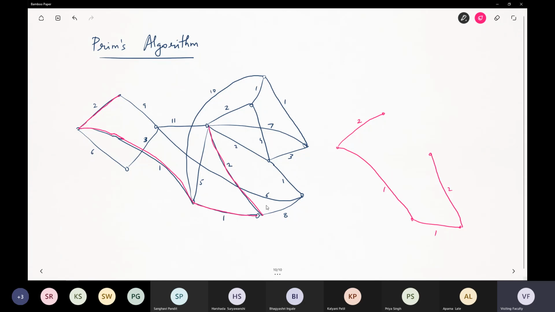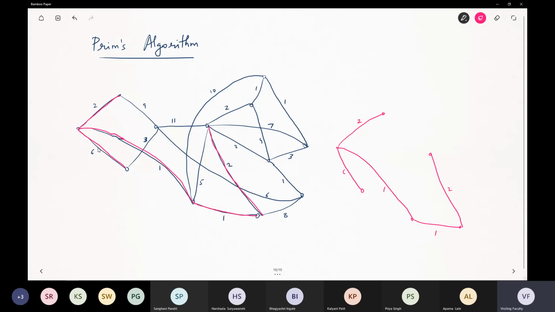We have weight 10, we have weight 8 going on. Okay. So 9, 6, 10, 8, minimum is 6. So we'll choose this one. Okay, so now we introduce this one. Weight 6. Now repeat. Now just go on repeating.